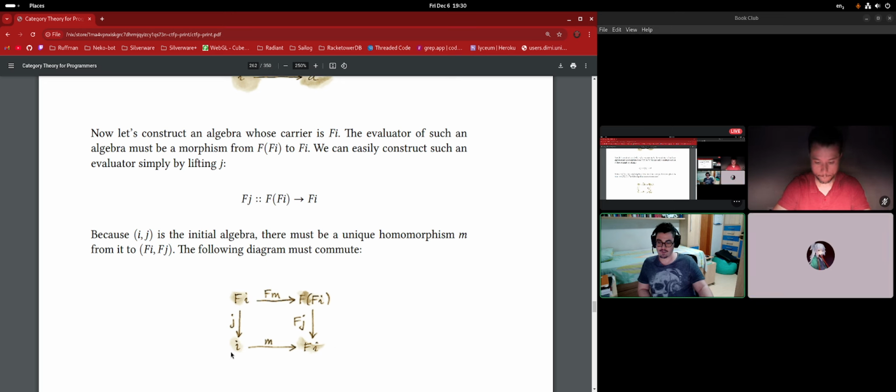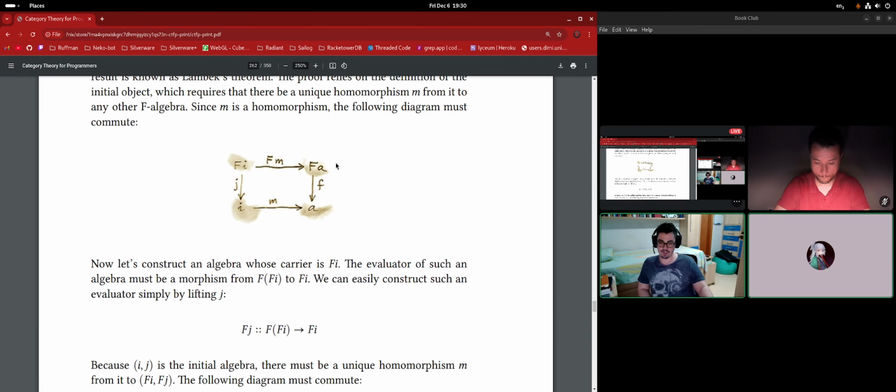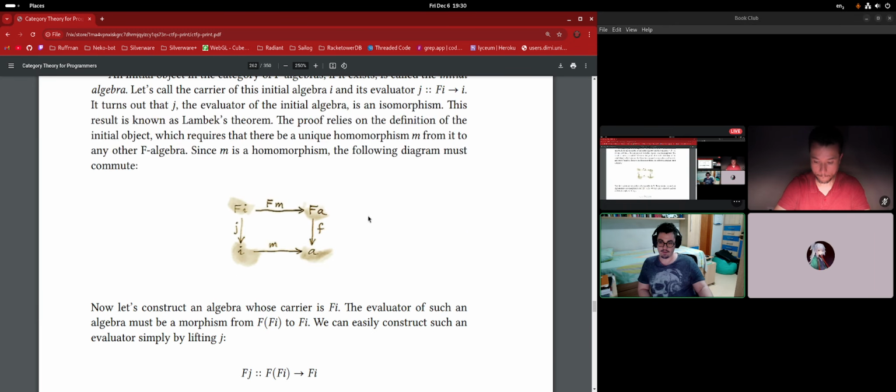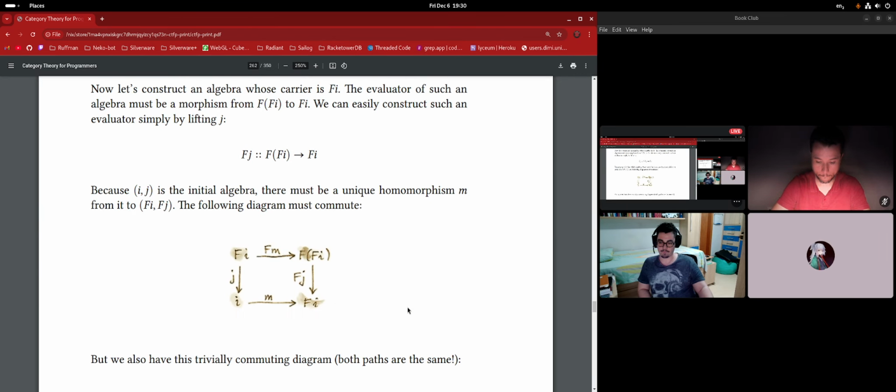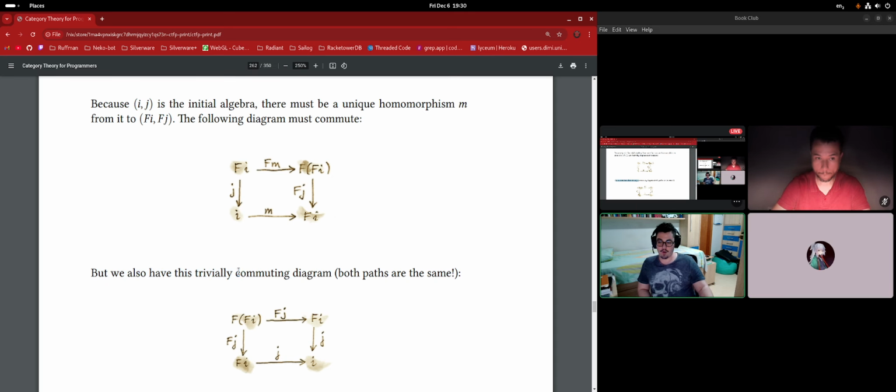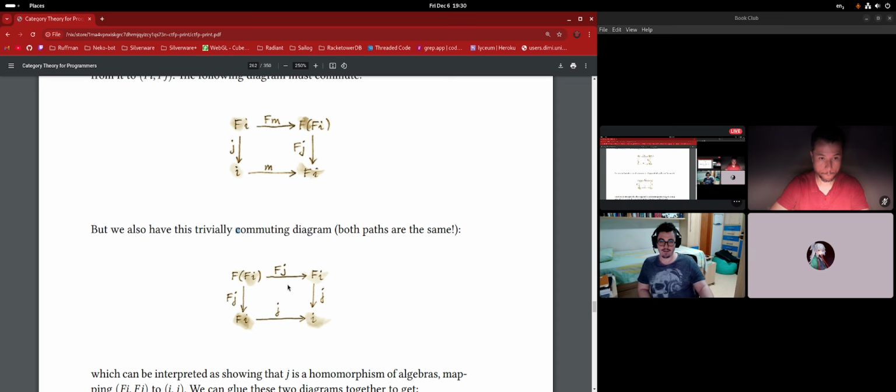So the following diagram must commute. This is also just renaming stuff, essentially. Do you agree? Yep. Just changing A to be F of I and changing F to be F of J. Everything else is the same, just variable replacement. And then we also have this trivially commuting diagram. And this is a little bit weird because you're grabbing this thing and then you eval it, then you get rid of one F. If you pick the J on this, you go to I, and this is the same thing.